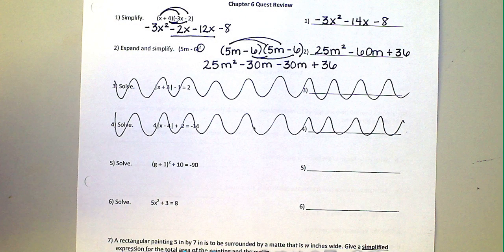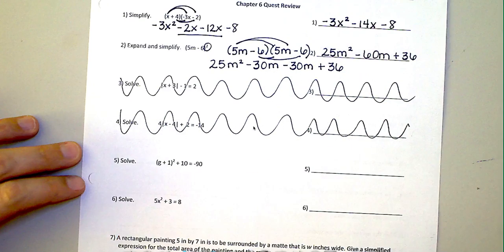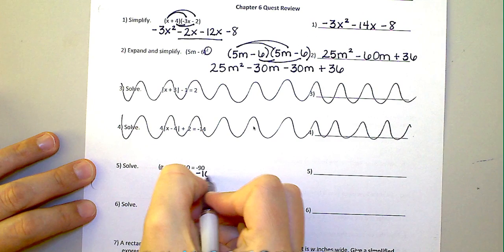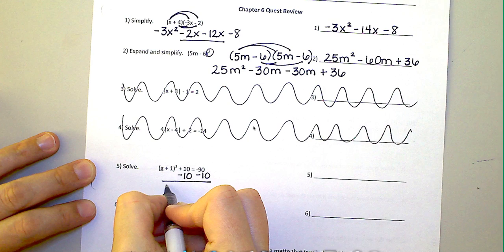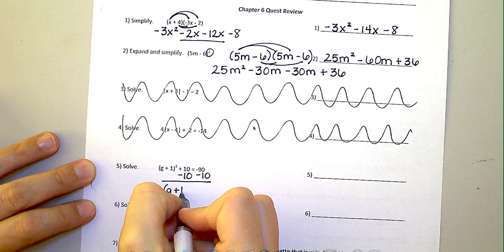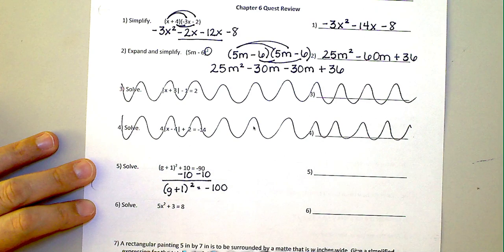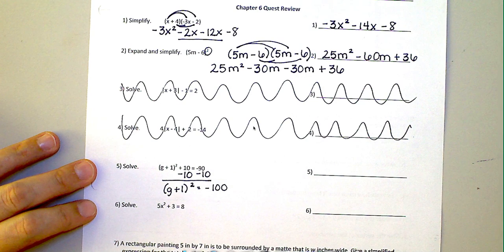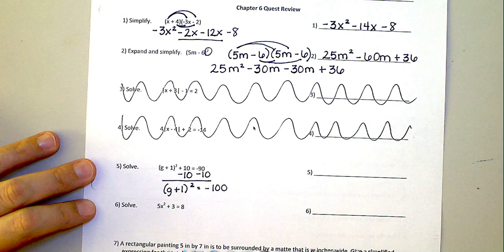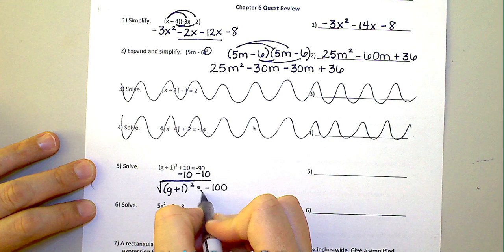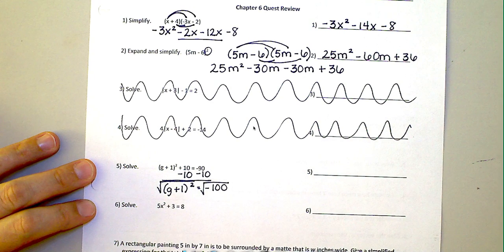But if I'm solving, think for a minute about what unsquare means mathematically. First, I'm going to move this 10 over to the other side because I can't do anything until I do that. So I end up with g plus 1 squared equals negative 100. And now at this point, instead of squaring this, I want to do something that's going to get rid of that square. And so I would take a square root. Take the square root of both sides.